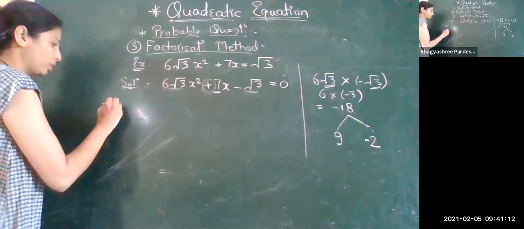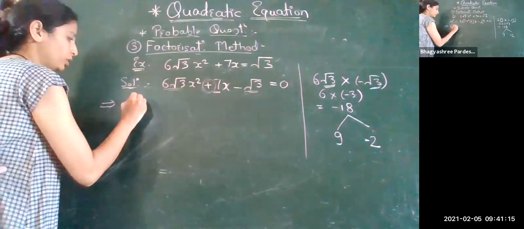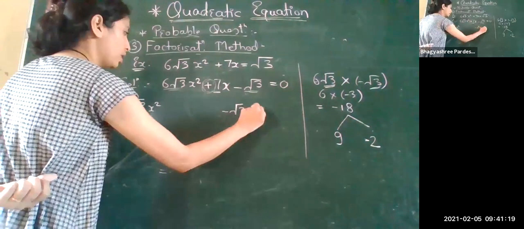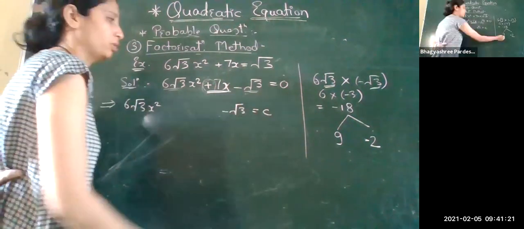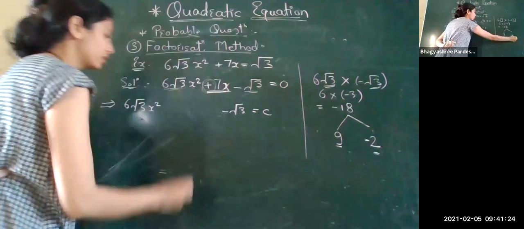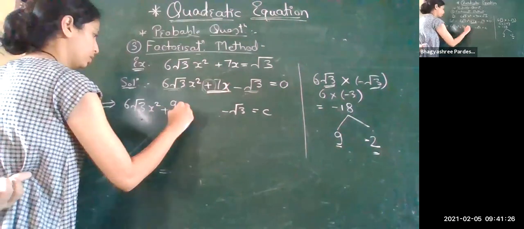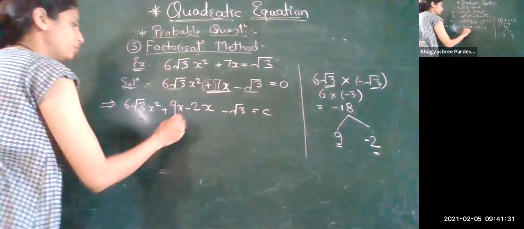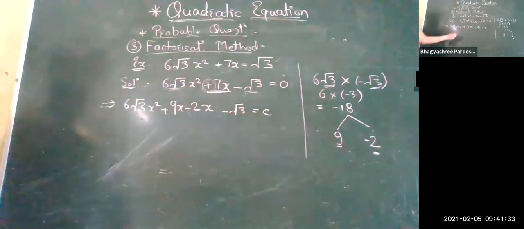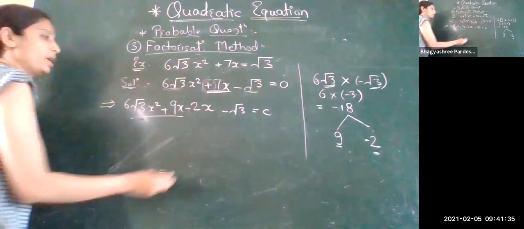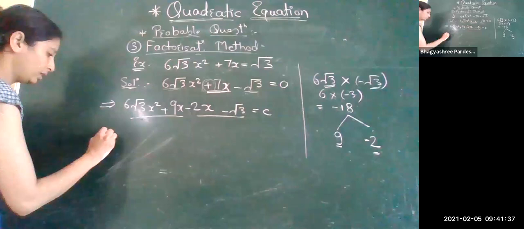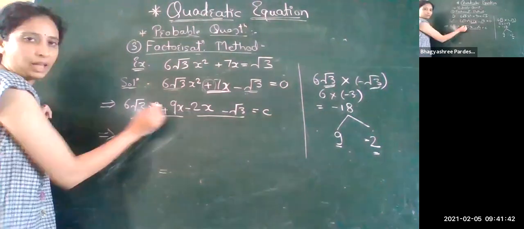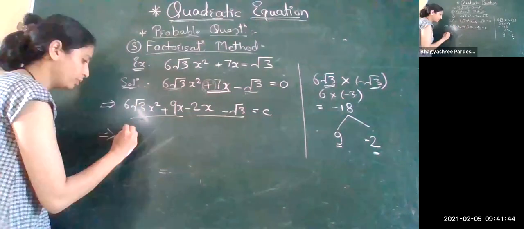Now simply write down this one. Your first and last term will remain as it is. This is minus root 3. And for the middle, this 7x, we are substituting this 2: 9x minus 2x. Clear? For this middle term, we substituted the two factors. Now simply make this pair of first two and last two and write the common values here. So yeah, 6, 9. Both can be divisible by 3.